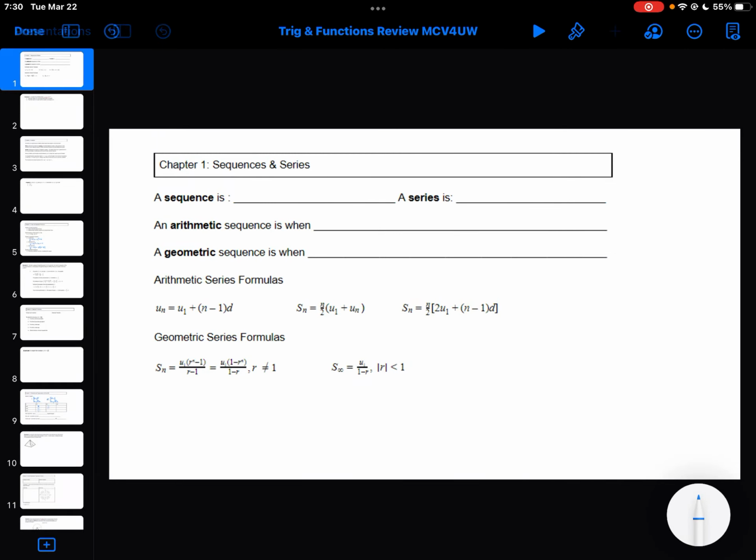So this screencast goes over the last couple examples that we didn't quite get to. A sequence is just a list of numbers in a particular order. And a series is a list of numbers added together.